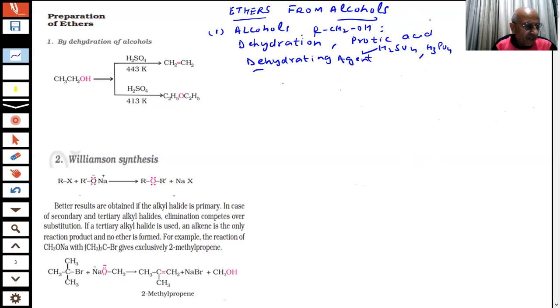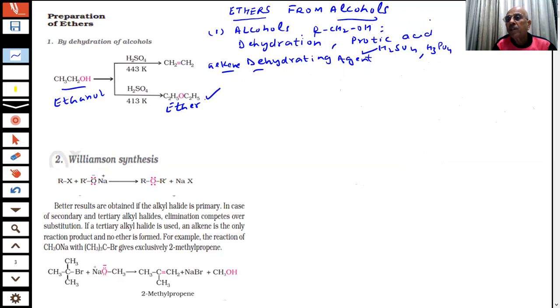Now the important point is what happens in this case, students. The most important reaction which is likely to be asked in the paper is when we react ethanol. This is my ethanol, students. If I react it with H2SO4 at 443 Kelvin, see the temperature, alkene is formed. This is an example of dehydration. But at 413 Kelvin, when the temperature is lowered, you are getting an ether.